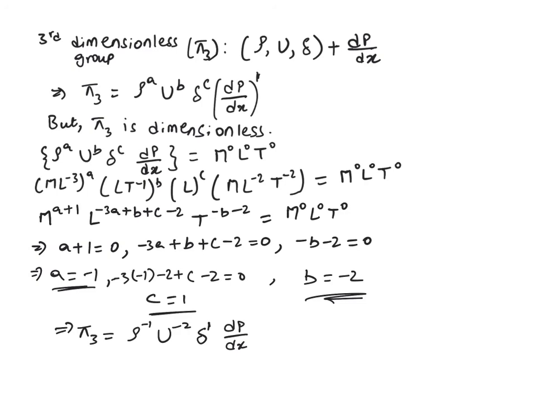And when we rearrange this, we get pi 3 is equals to delta dp whole divided by dp by dx. So dx goes to the denominator, rho u square is equals to constant.